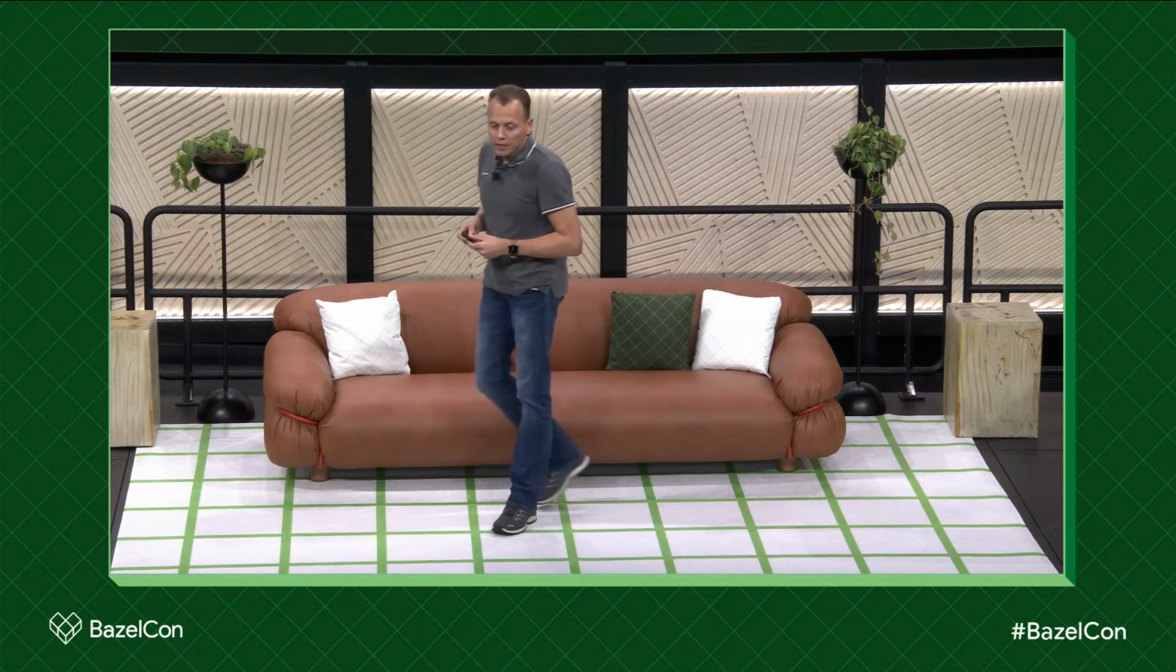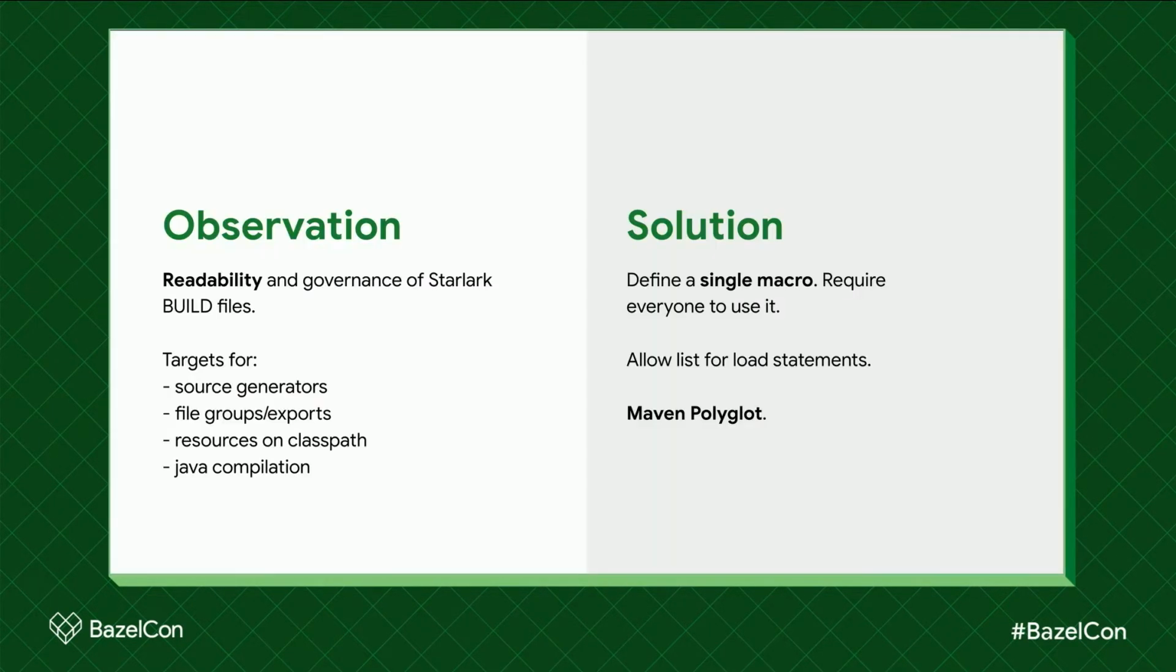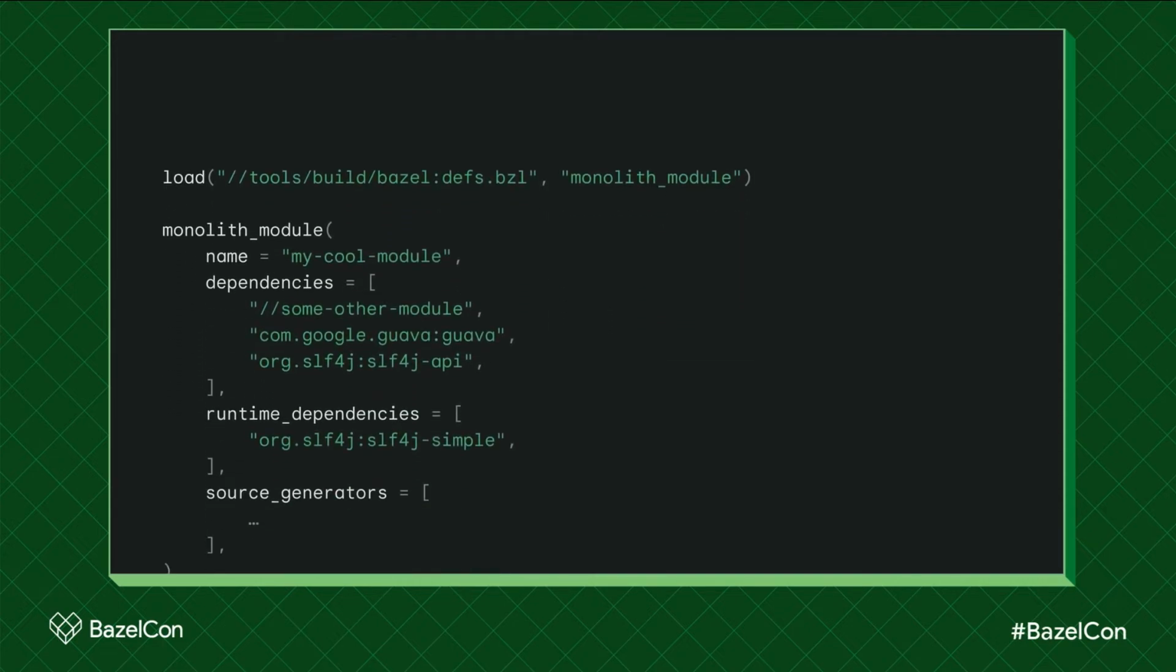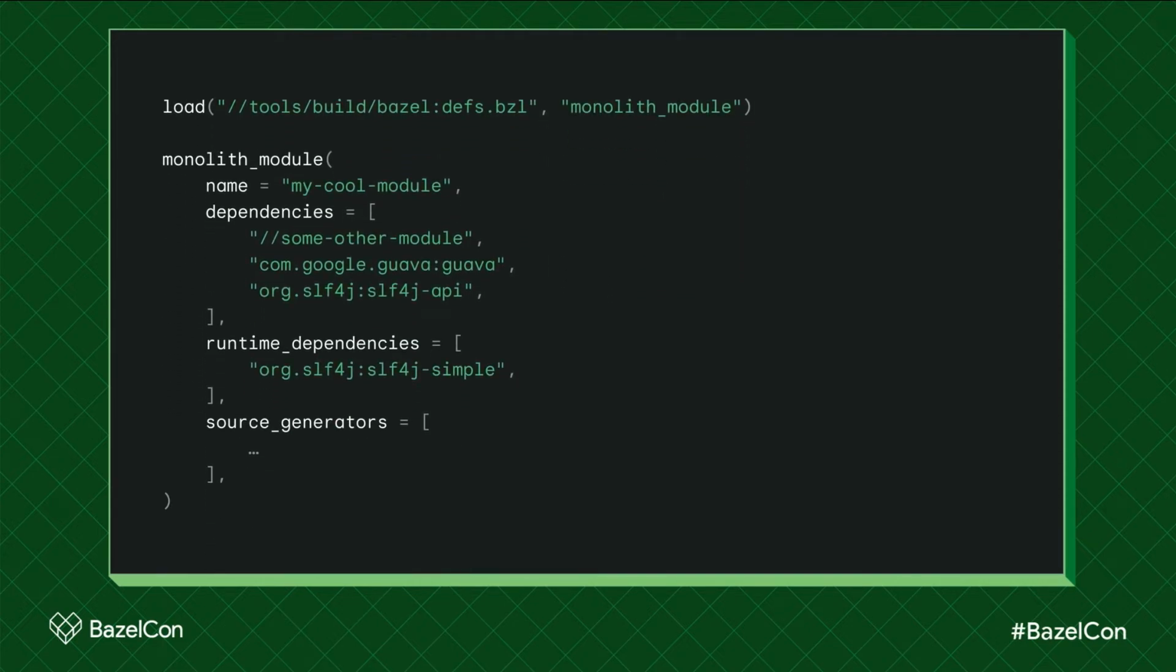Second thing we did is with these generated build files by the migration tool, we realized, oh, hold on, that sucks from a readability perspective, because there's a build file and it has these gazillions of targets, and who's going to govern that? So we came up with the idea of defining a single macro that our developers use. And so this is what the POM-XML became for a module. We wrapped everything into a macro. It has a name, it specifies the dependencies, runtime dependencies, and the source generators.